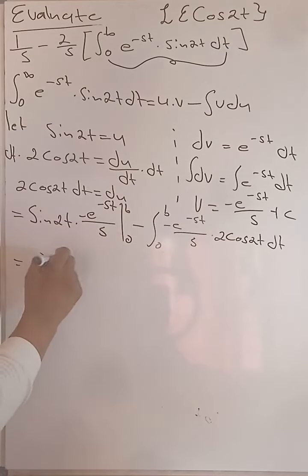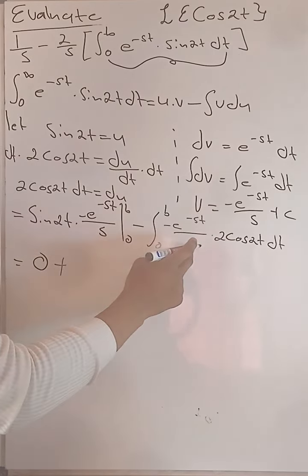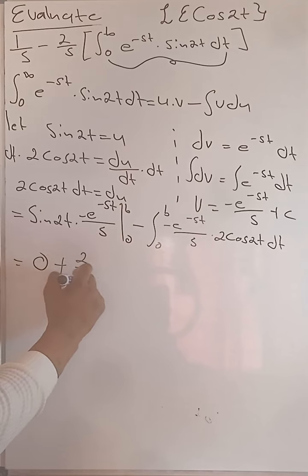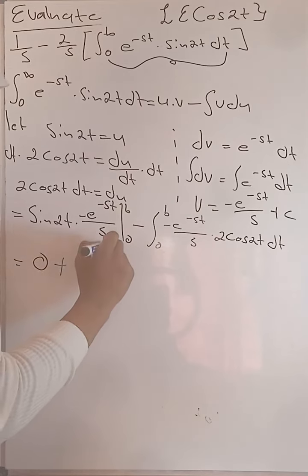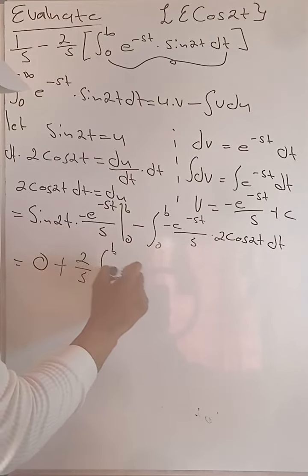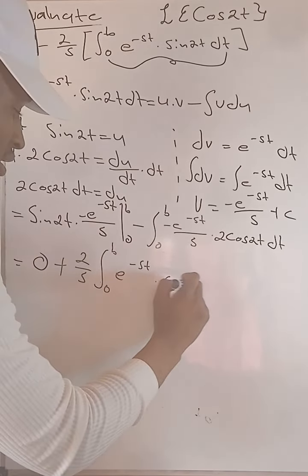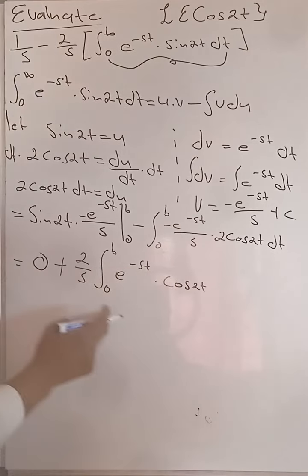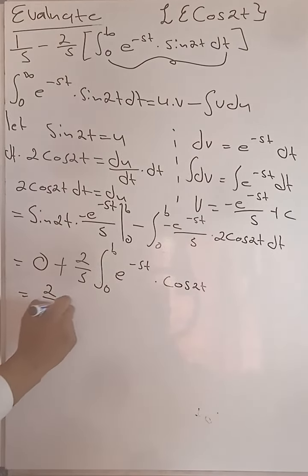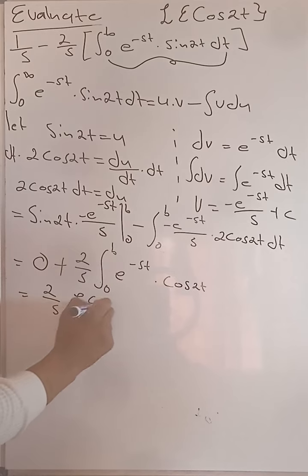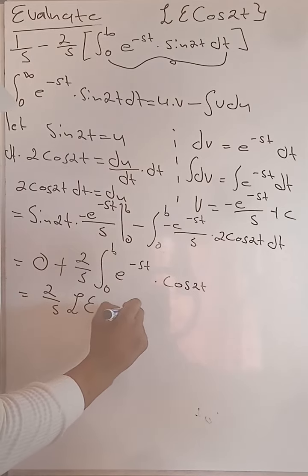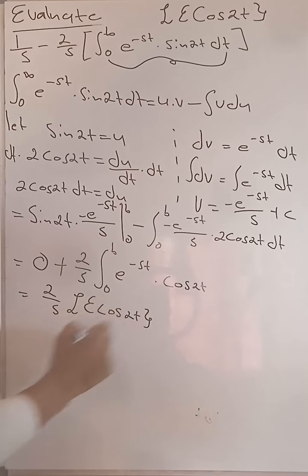Negative, negative is positive. So 2 and s are constant. I'll be having 2 over s out of the integral, which starts from 0 to b. But my e is -st times cos 2t. Then this is the Laplace transform. 2 over s is the Laplace transform of cos 2t according to our formula.